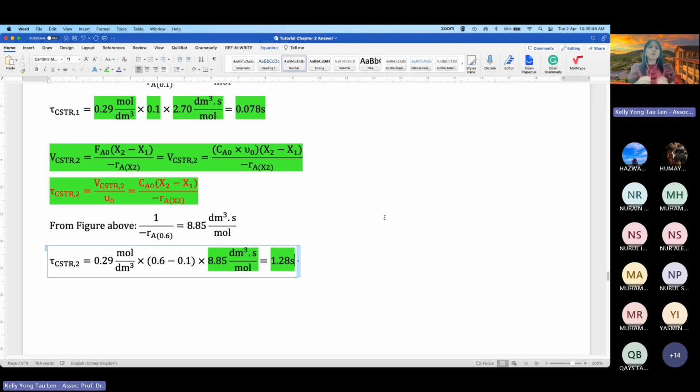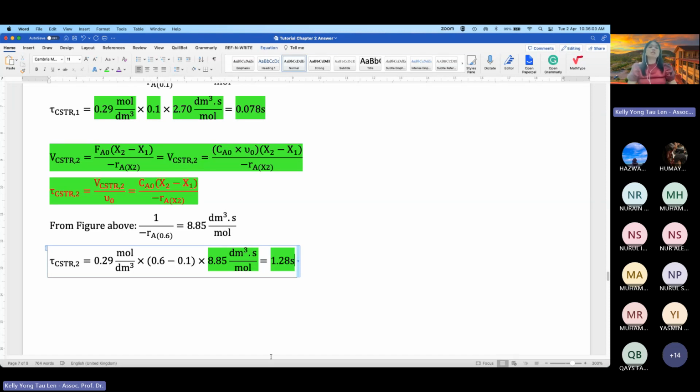In part C, the question is to find the space time, the same as part B, but in part B you find the space time for the PFR. Part C is to find the space time for the CSTRs where both are in series. So basically when you have reactors in series, you have to find the separate space time for each reactor.